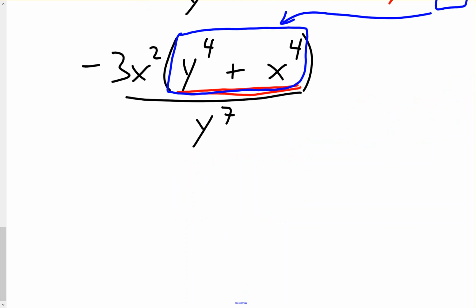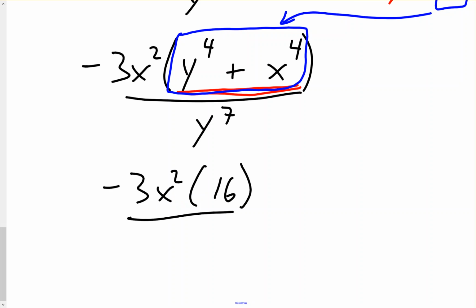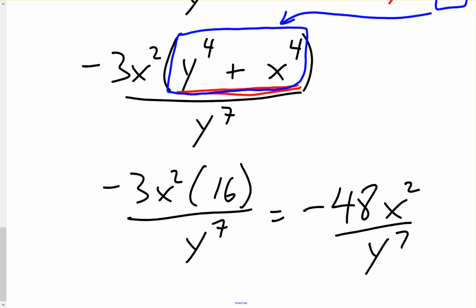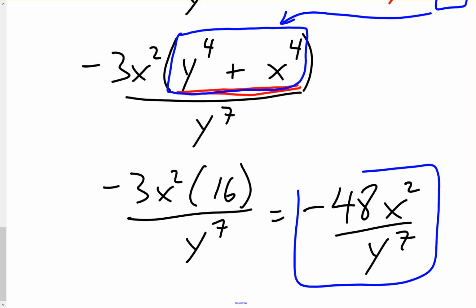Okay, so that means the final answer will be, if I do 16 in there, well actually the next to last step, so multiply the 16 times the 3, so that'll give us negative 48 times x squared over y to the 7th. And that would be the final answer for the second derivative.